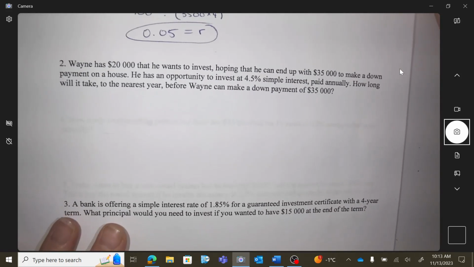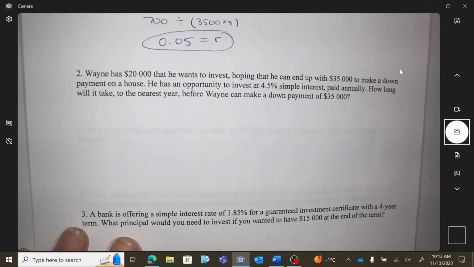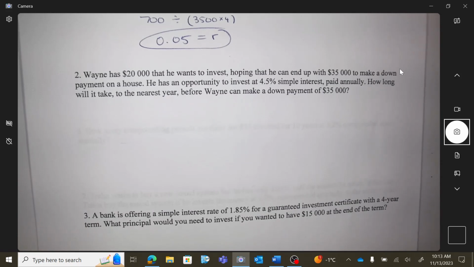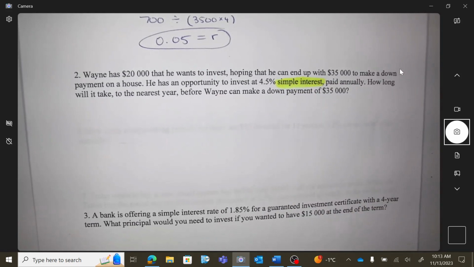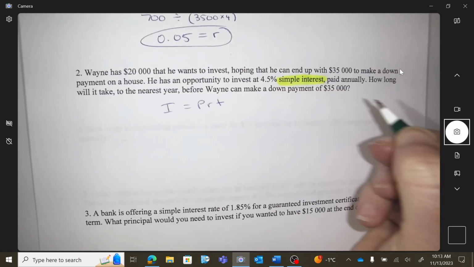Read, tell me the strategy. Go. Read it, get the strategy. Which of the three? Simple interest. Did you read that part of it? I equals PRT. That's the strategy.